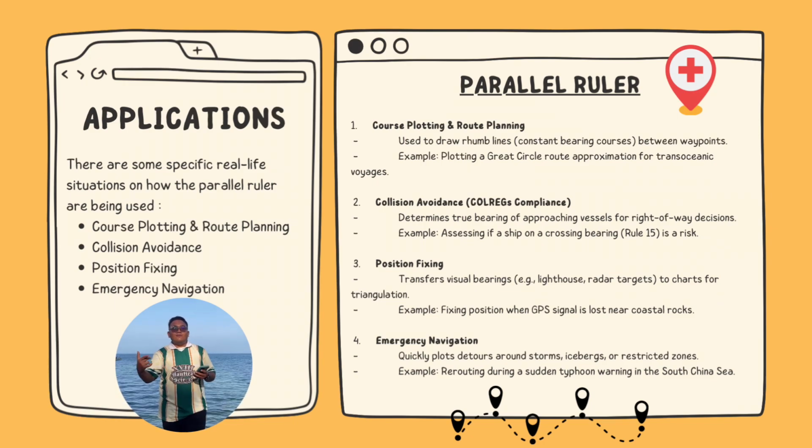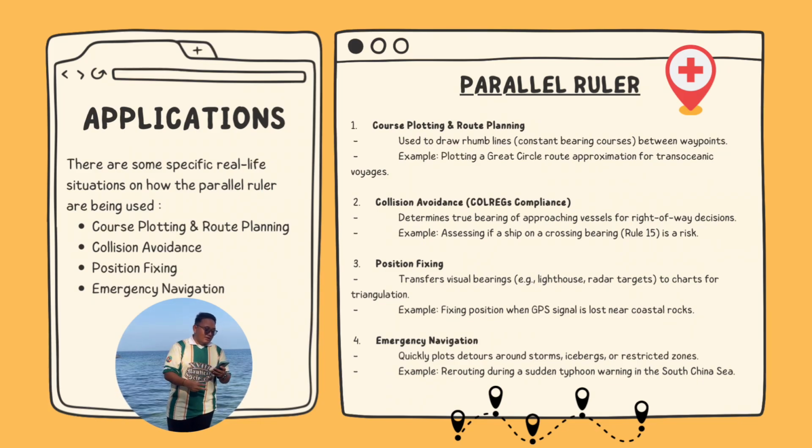Hi, Assalamualaikum. Now we're going to dive into the applications of the parallel ruler and divider. For the parallel ruler, there are some specific real-life situations where you can apply it. First, we have course plotting and route planning. On ships, when you mark your waypoint and the destination you want to go to, on the chart table you can mark the approximate destination and the time you have to arrive, by using the parallel ruler correctly.